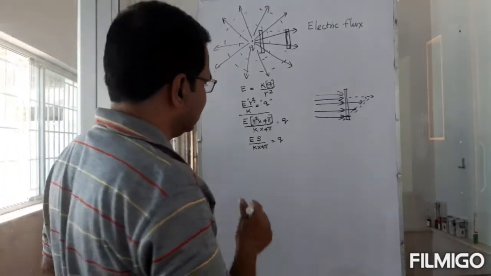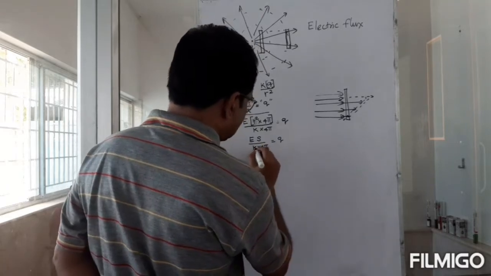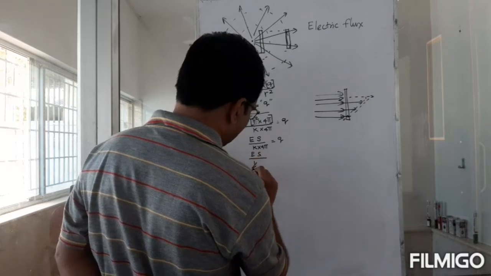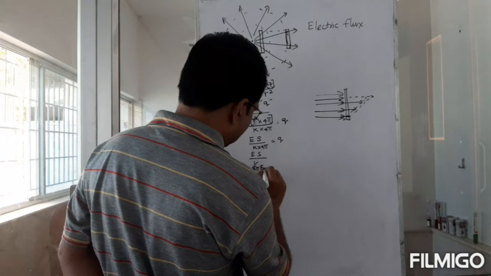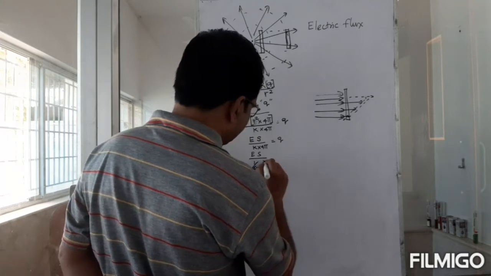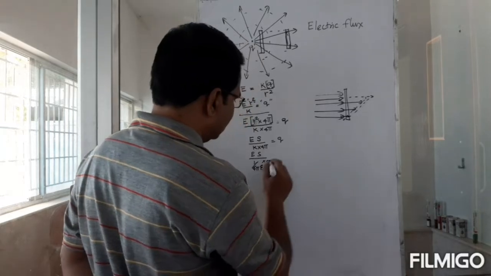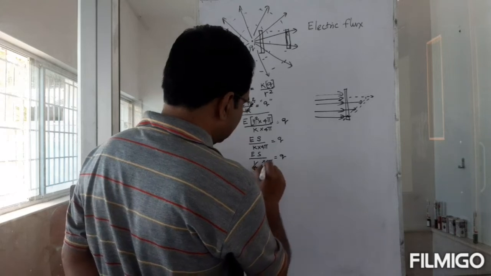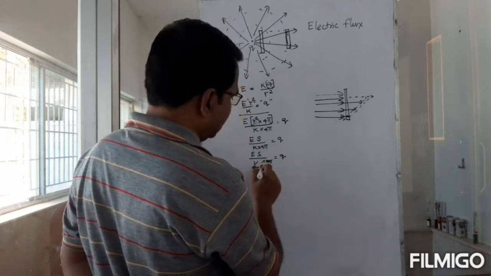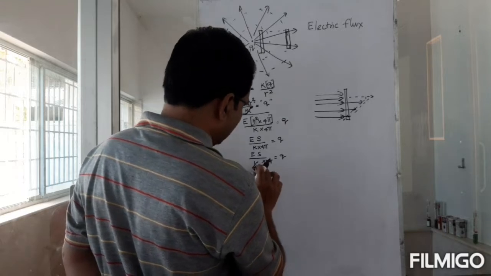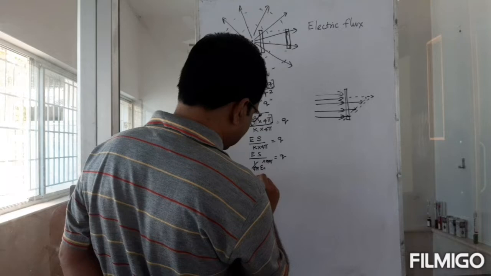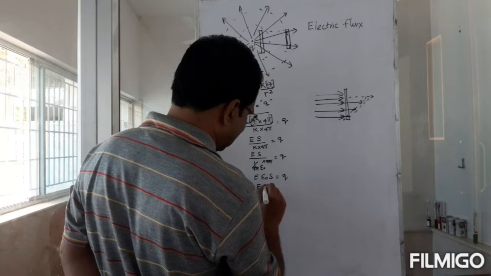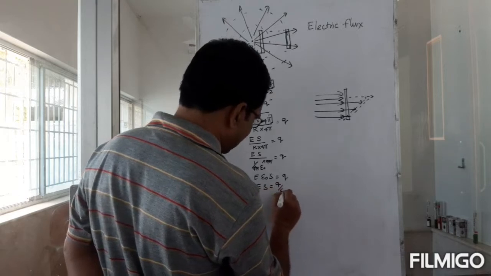But what is K? K is actually 1 by 4 pi epsilon naught, right? So E S is equal to 1 by 4 pi epsilon naught into 4 pi, which is equal to Q. So this and this will cancel, and epsilon naught will go up, so this gives me E epsilon naught S is equal to Q. So I can say that E into S is equal to Q by epsilon naught.